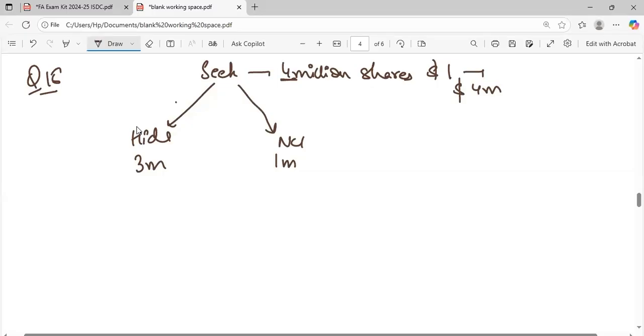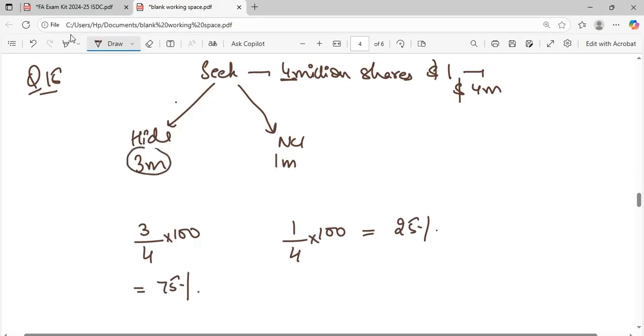Now let's calculate the percentage also. 3 million shares have been acquired and the total was 4, so I'm going to write it in the denominator, multiplied by 100. And over here, NCI has 1 million shares, total was 4, multiplied by 100. So this is 25%. NCI has a 25% share and the parent company has a 75% share in the subsidiary company, which is SEEK. Now they have acquired these 3 million shares by paying $8 per share, so multiply it and you will get 24 million.